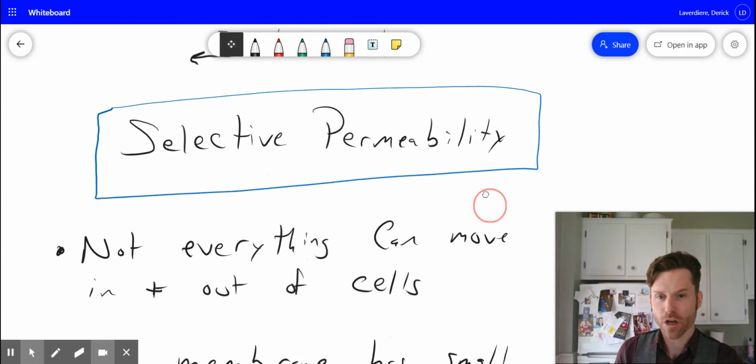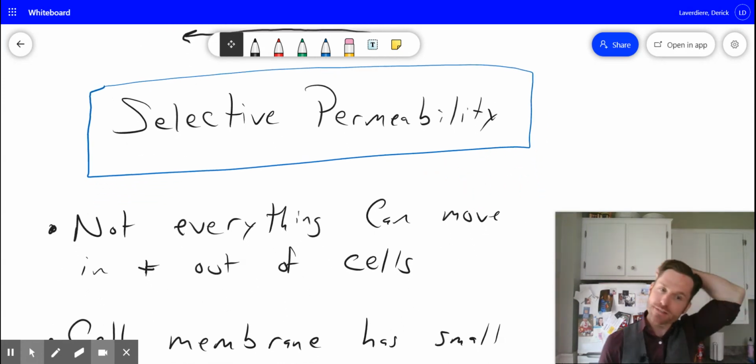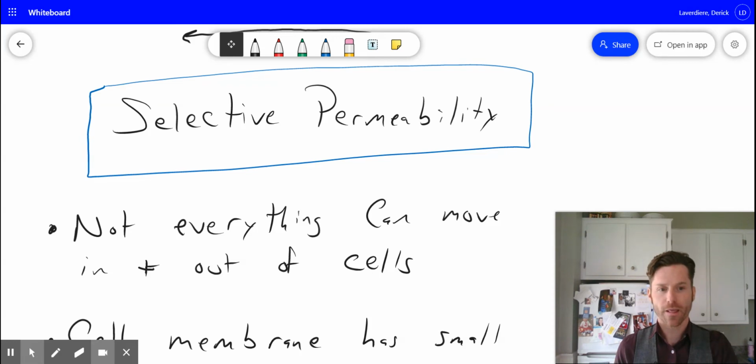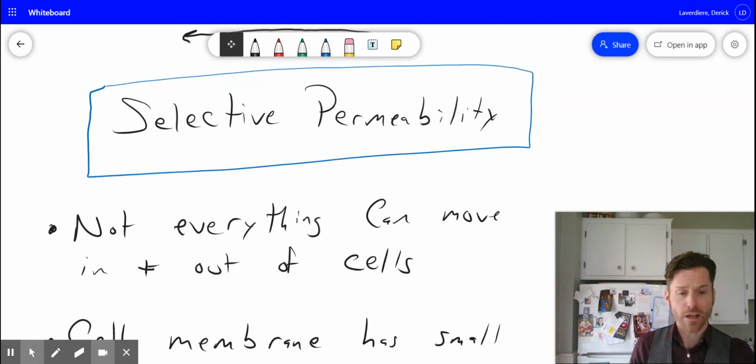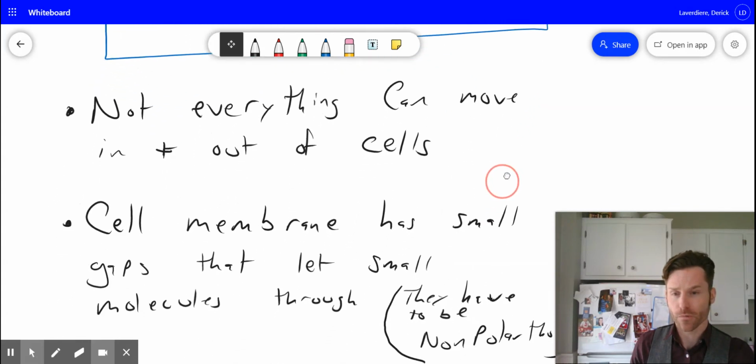And the last topic that I'm going to look at here in this introductory video is the selective permeability of the cell membrane itself. And that's just a fancy way of saying that not everything can go in and out of the cell. There are restrictions about what kind of molecules can enter or leave the cell without issues.